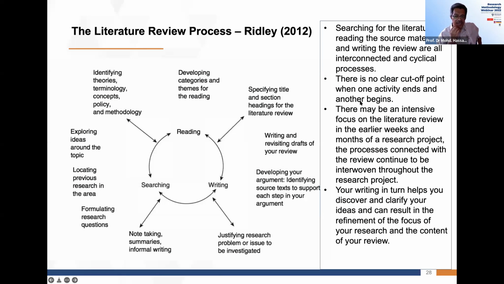So in a way, you cannot say that, oh, I already read my articles, I'm going to stop here and start writing, or I've searched all my articles, I'm going to stop searching now, I'm going to start reading, then I'm going to start writing. It is an ongoing process. There's no clear point where it ends and where it begins.